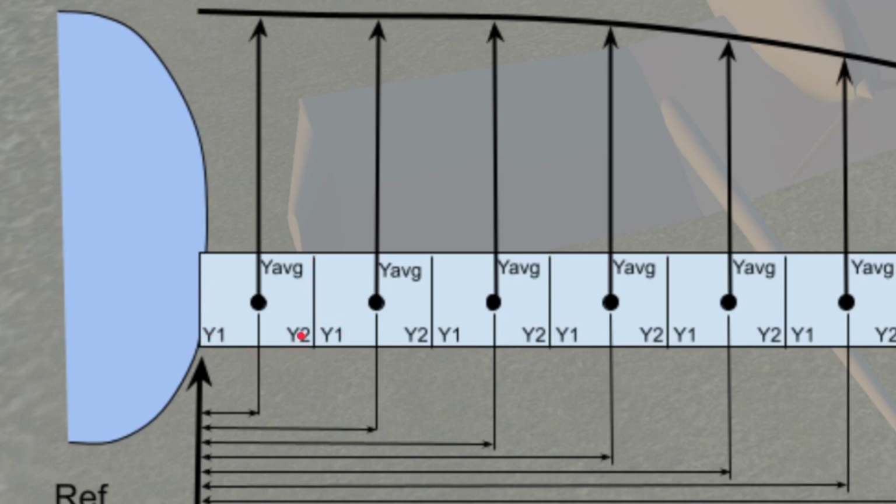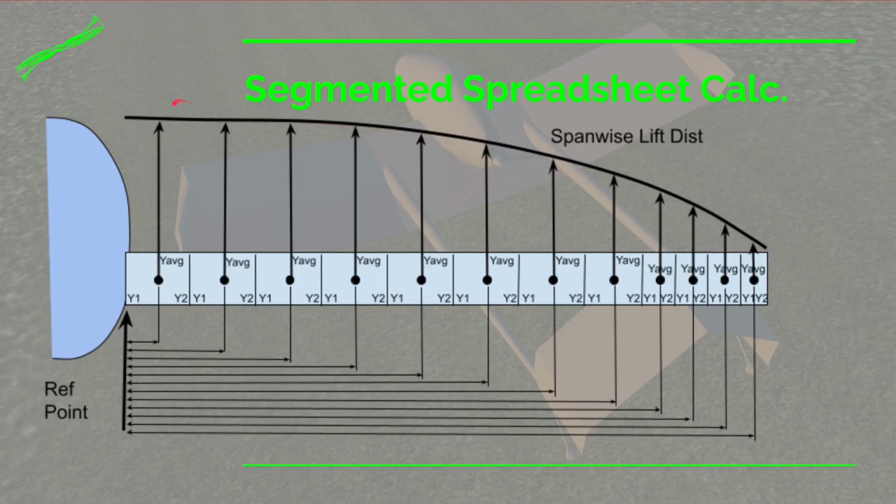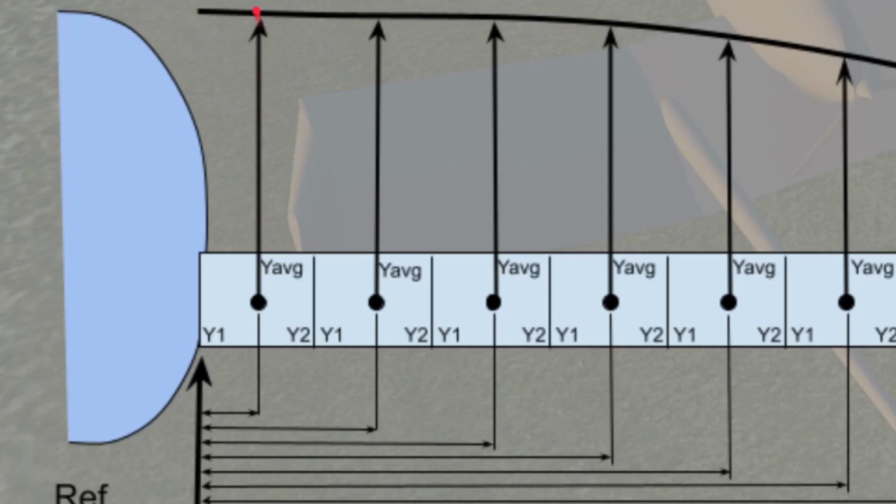And then Y2 of one section is the same as Y1 of the next section. Then I average them, just simply by taking half the distance between the two. I calculate how much lift there's going to be in there by taking the span-wise lift right at that average and multiplying it by the length along here. That gives me the lift in this little section. And I assume that lift is going to be right here in the middle. Now when we're calculating the moment, we're going to have a reference point where we multiply the distance of that lift from our reference point. That's going to give us our moment.